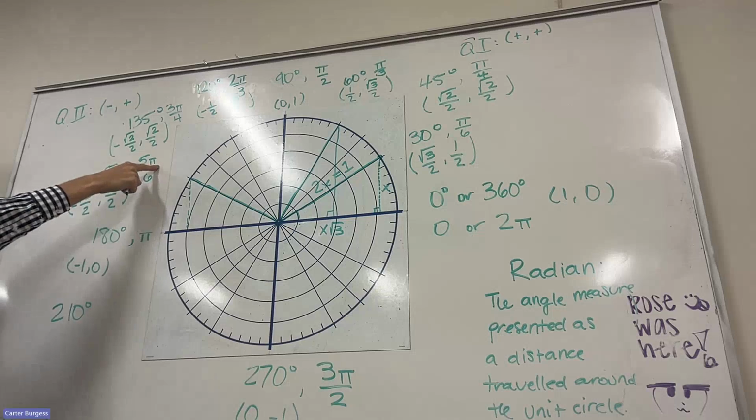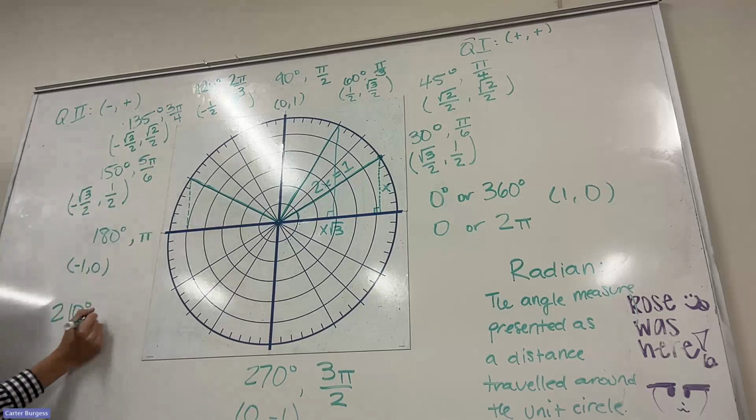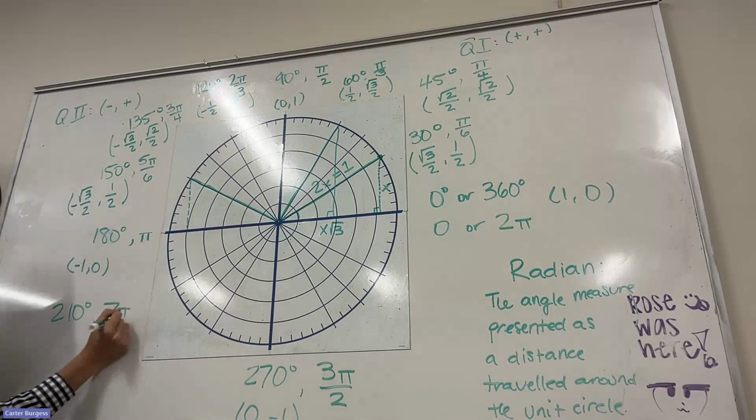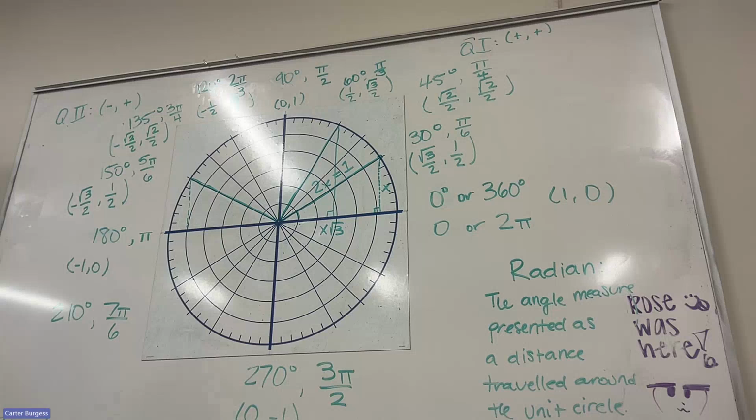5π/6 was slightly under rotated. What would slightly over rotated look like? 7π/6. 5/6 was a little bit less than 1. 7/6 is a little bit more.